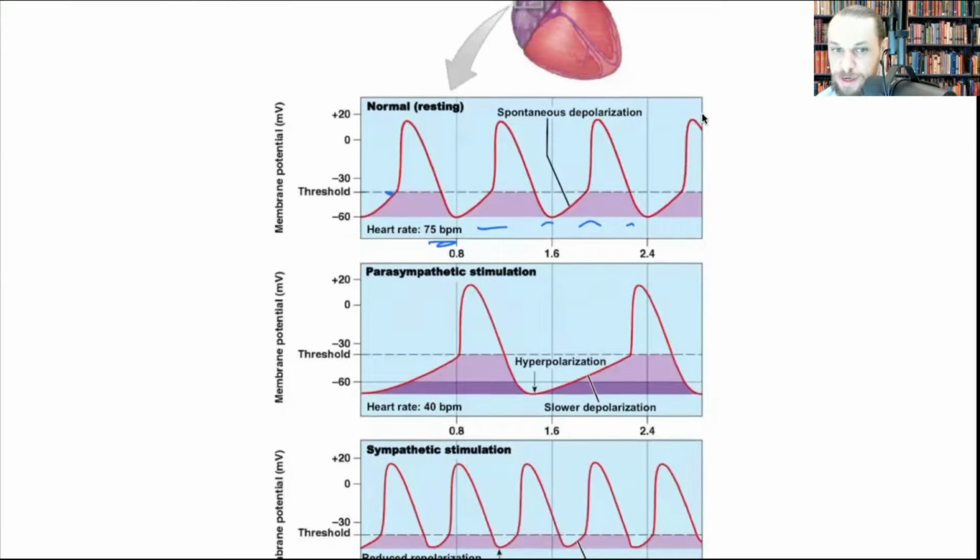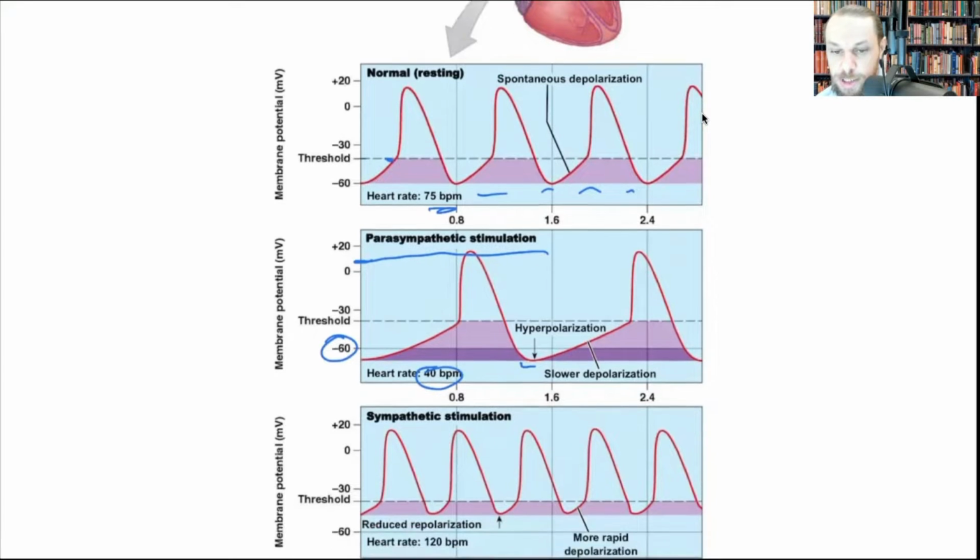When you have parasympathetic stimulation, for example vagus nerve stimulation, this is going to slow your heart rate down. You see the heart rate diminishes to 40. What happens is basically it becomes hyperpolarized, so it's driving the resting state more towards negative. Usually potassium channels and potassium voltage gated channels will do that.